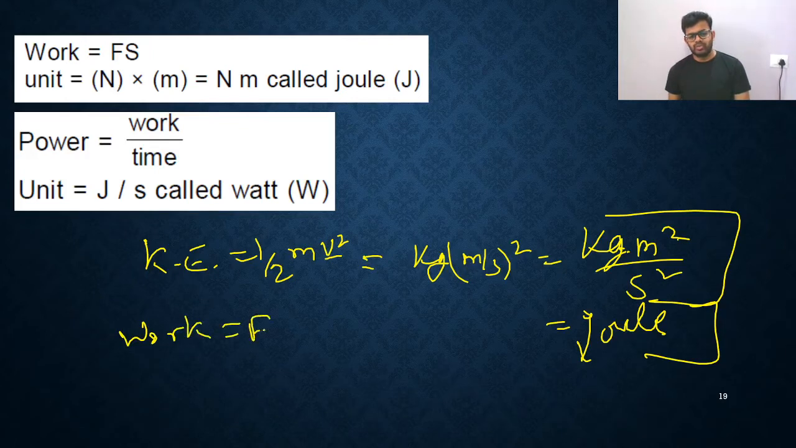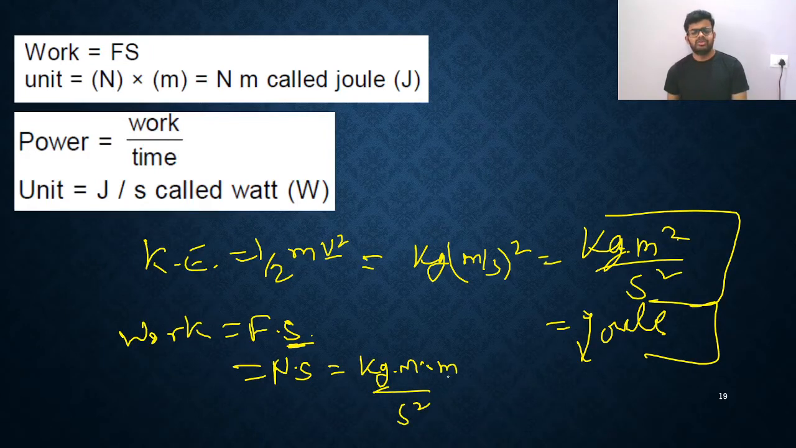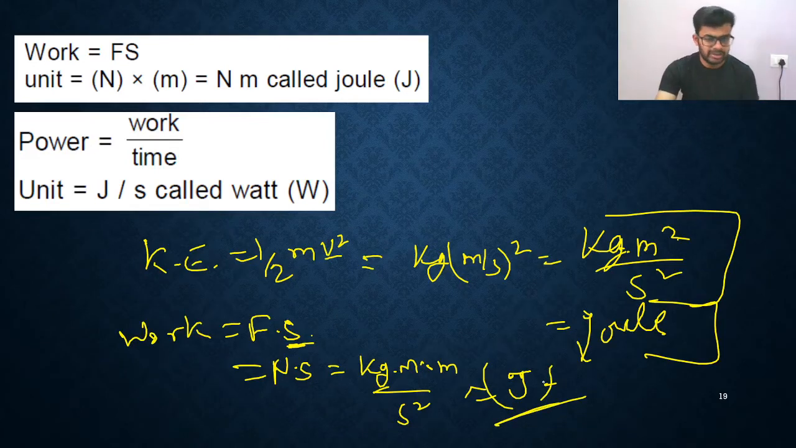You can find it like this also. Work done is equal to force into displacement. Force has unit Newton and displacement is in meter. Newton is what? F is equal to ma, that is kg meter per second square. So kg meter per second square into meter, and you are getting this is only joule. So that's all you need to remember.